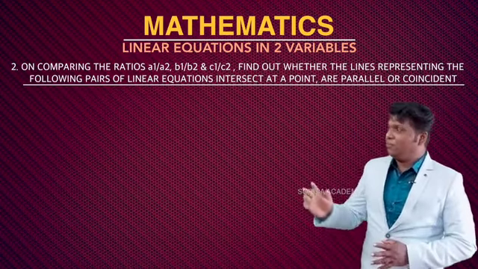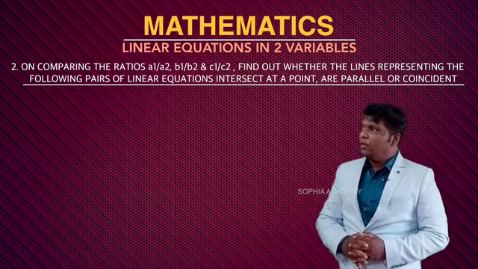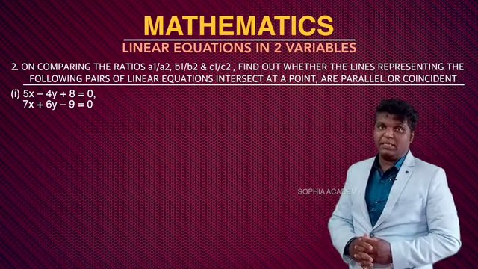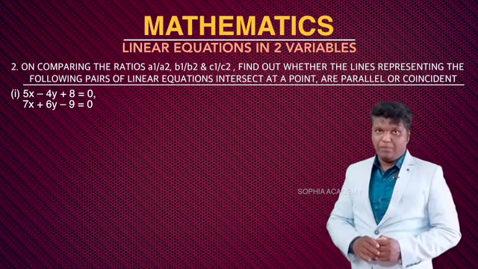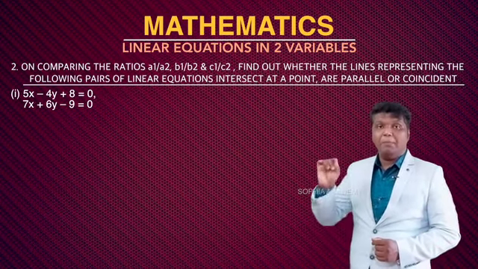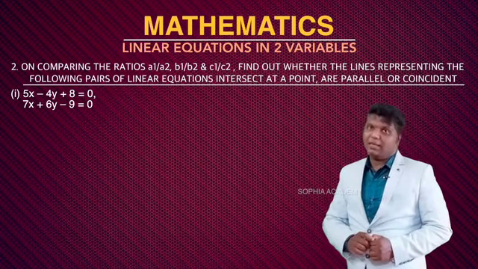Okay, now let us take the first question. Here goes the first question before you. There are 2 equations given here. The first equation is 5x minus 4y plus 8 is equal to 0. And the second equation is 7x plus 6y minus 9 is equal to 0.